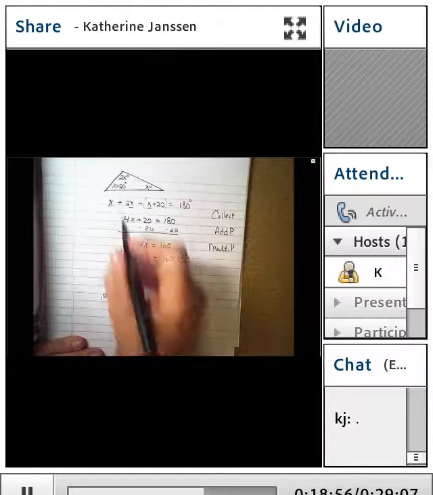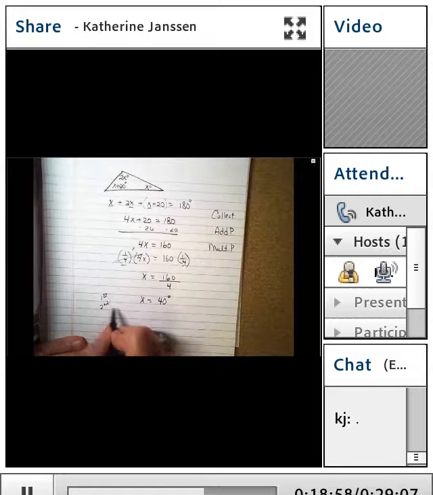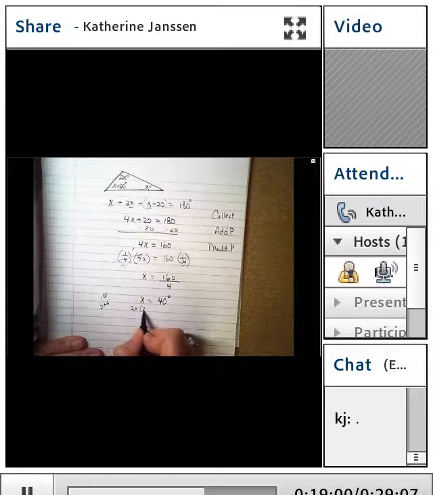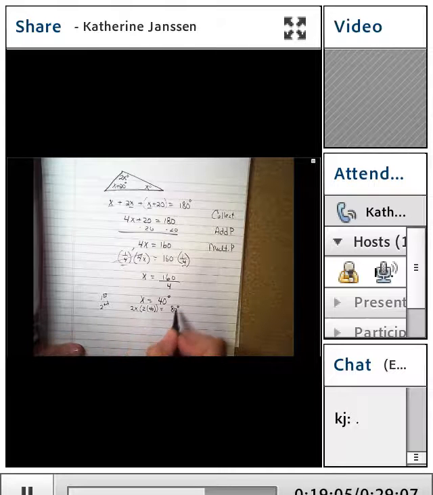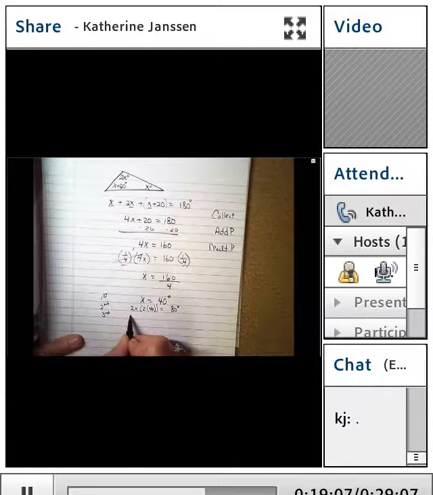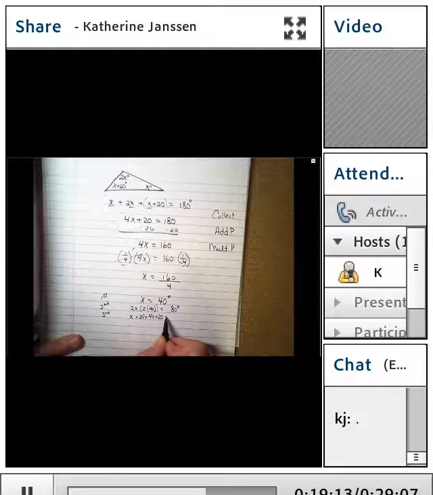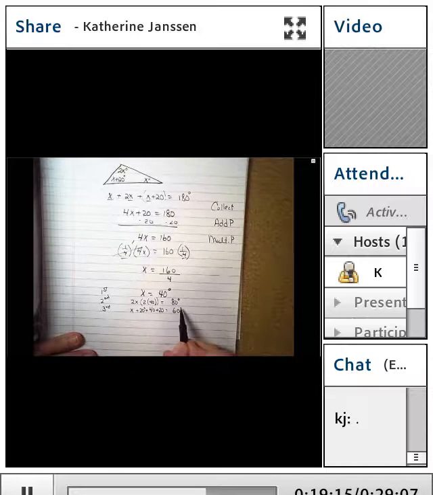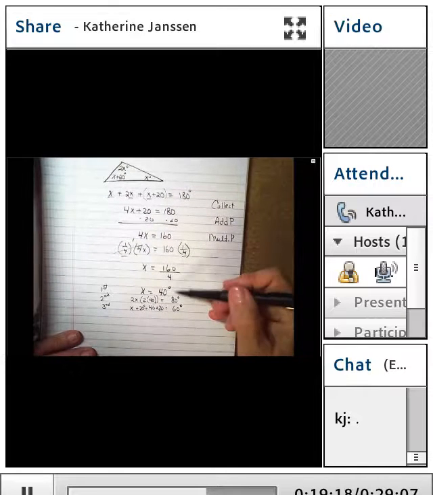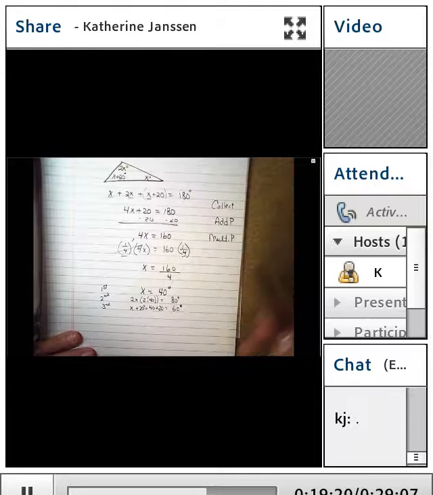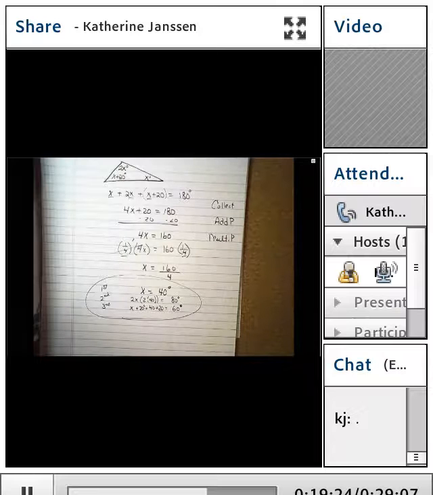Our second angle is 2x. 2 times 40 is 80 degrees. And our third angle is x plus 20 degrees. So that'd be 40 plus 20 degrees is 60 degrees. And sure enough, that adds up to 180 degrees. So we determined the interior angles of a given triangle.